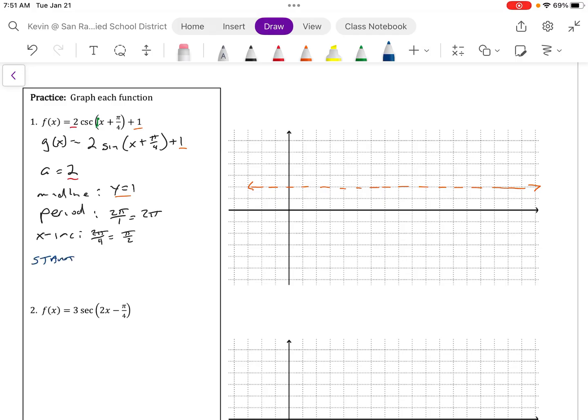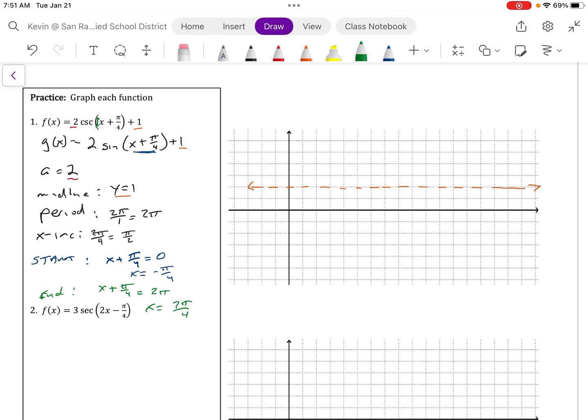And then the only other big factor here is our start and stop. So my start is going to be x plus pi over 4, that's what's inside of here, equals 0, because that's where we would normally start. So x is going to start at negative pi over 4. And its endpoint, x plus pi over 4 equals 2 pi, so x equals 7 pi over 4.